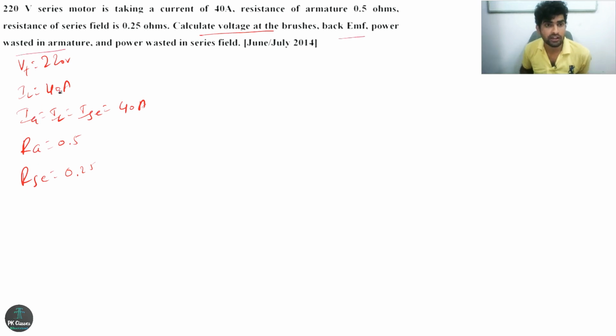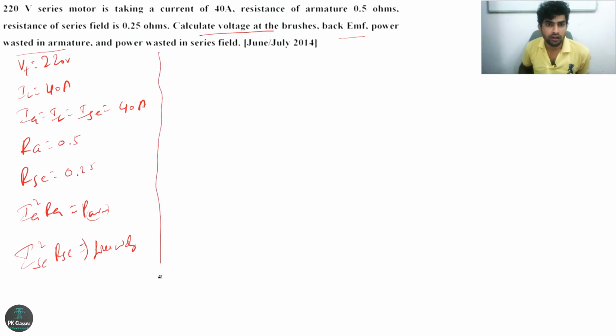How to calculate wasted power in the armature? Armature is IA square RA, right? So this is power wasted in the armature. Okay. And what about power wasted in the series field winding? ISC square RSC, right? In the field winding.